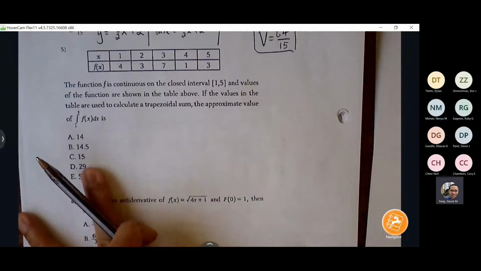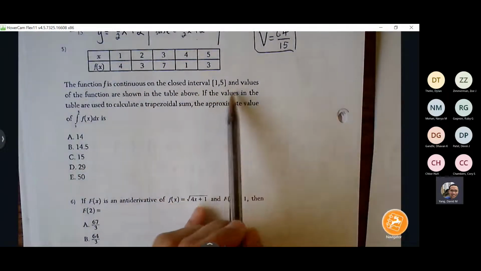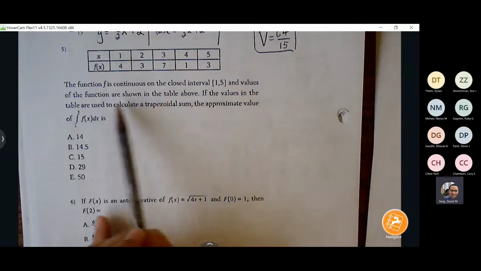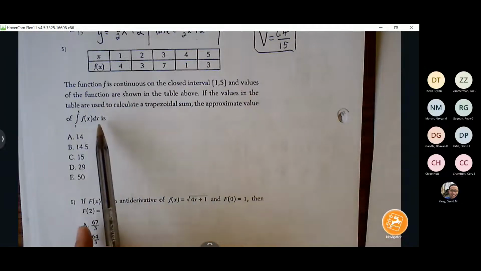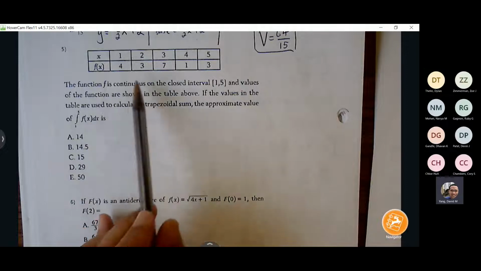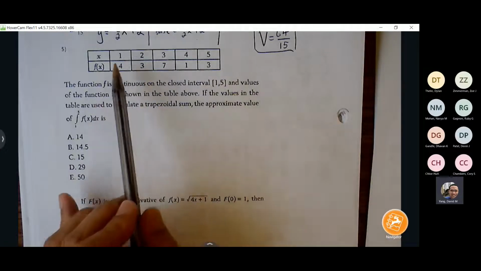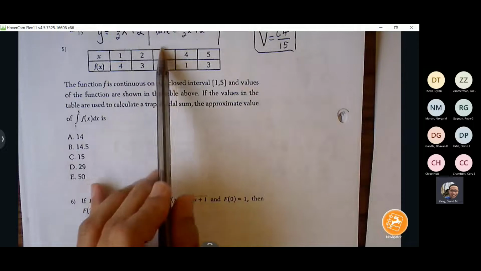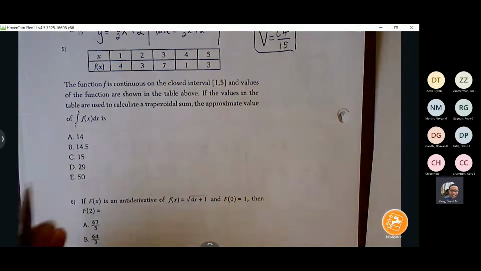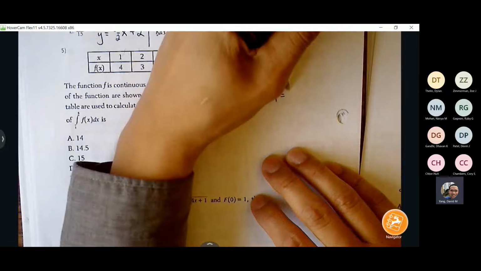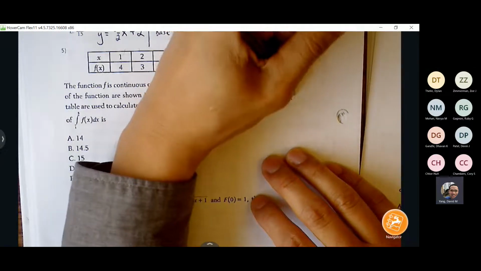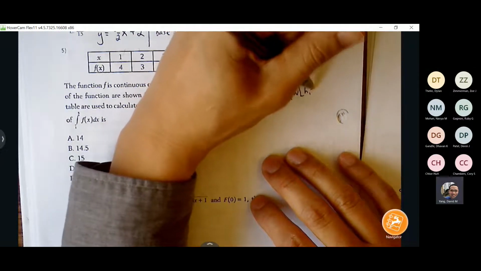All right, number 5, function f is continuous on the closed interval from 1 to 5. Values are shown. The values in the table are used to calculate a trapezoidal sum. What's the approximate value? So we're going from 1 to 5. We want to use all the subintervals that are provided, and we're going to go through the area formula for a trapezoid. So 1/2 width, height 1 plus height 2.